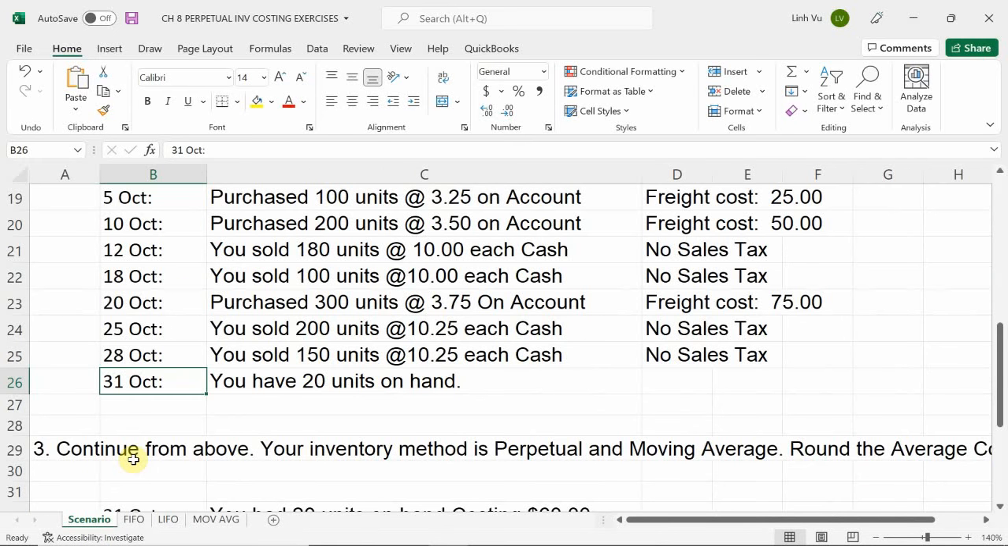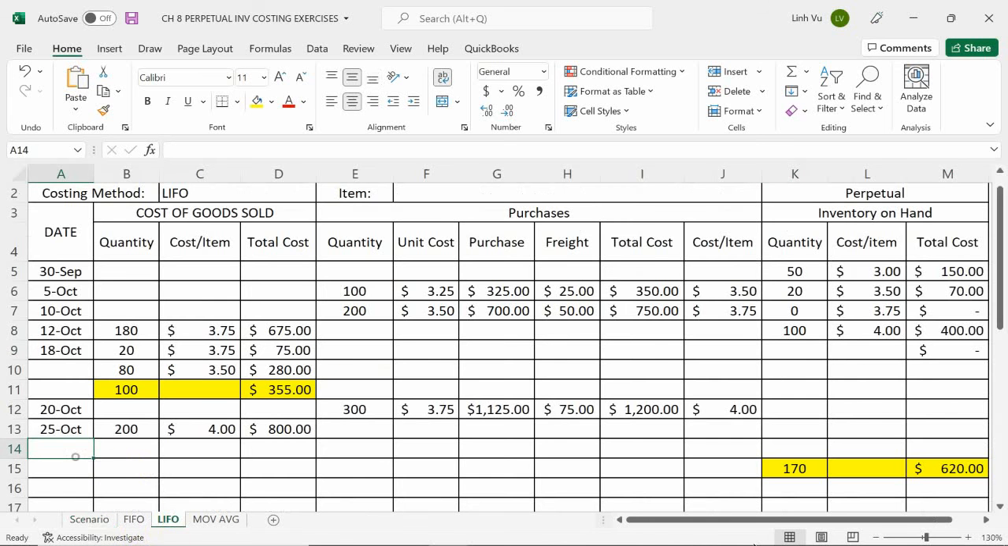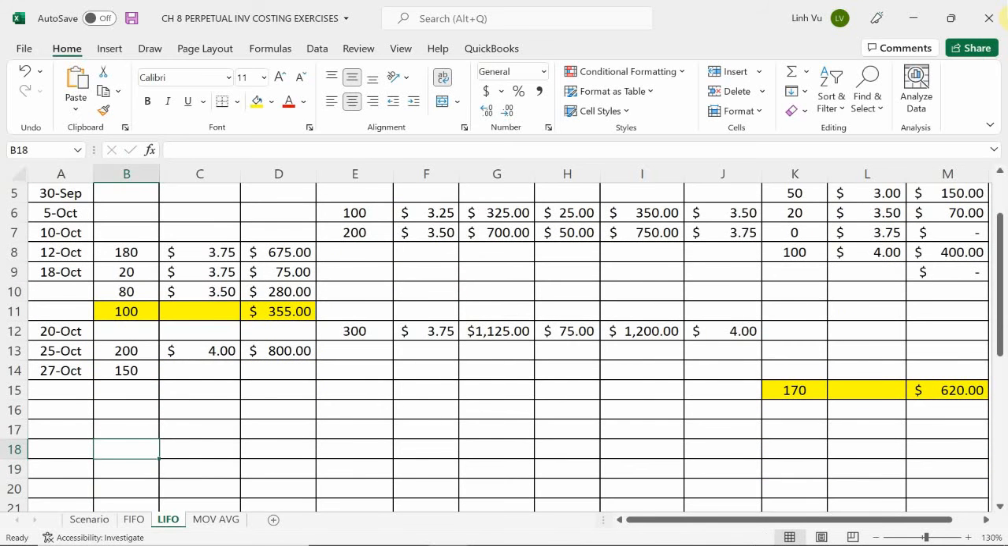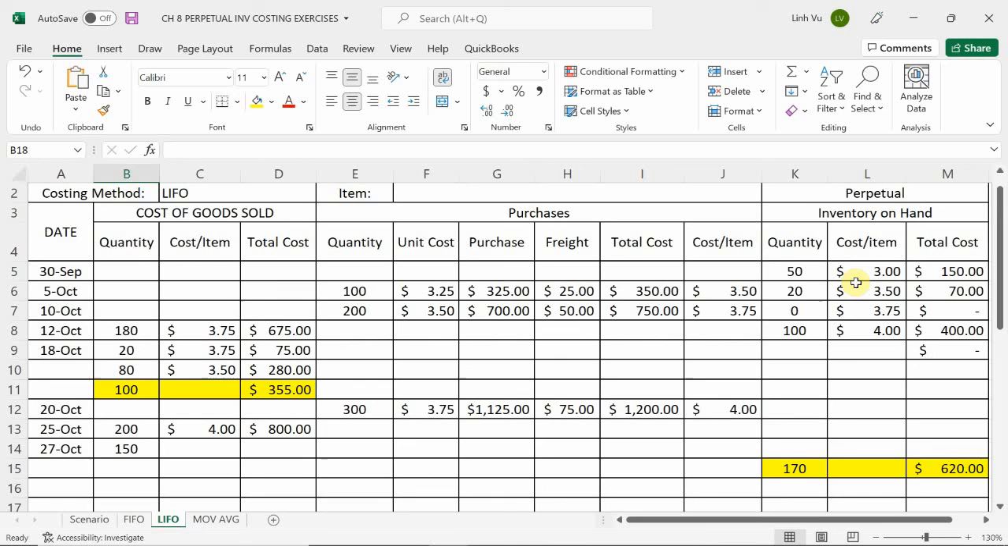Okay. Last but not least, October 28, okay? I end up selling 150 toys, or 150 units, leaving me 20 units left on hand by October 31st. So in this case, I need to sell another 150 units on October 27. Okay? So let's take a look at my batches of inventory. Which one am I going to sell from first? The 100. You're going to get rid of the 100.